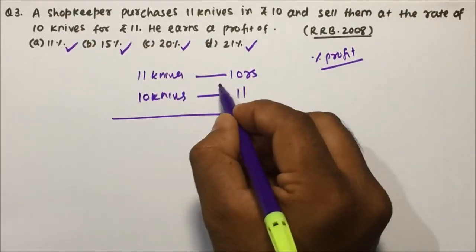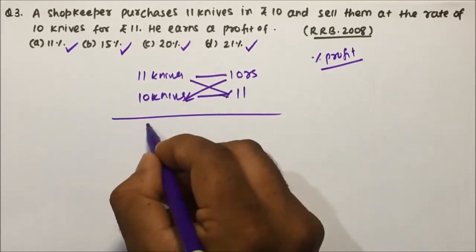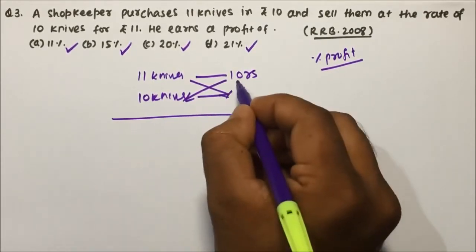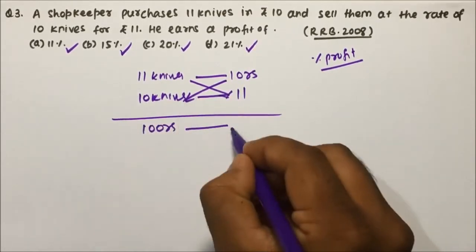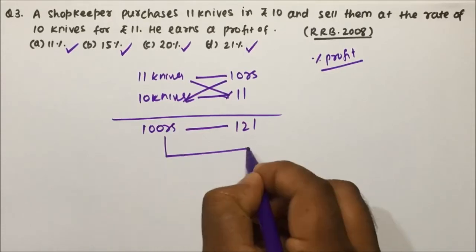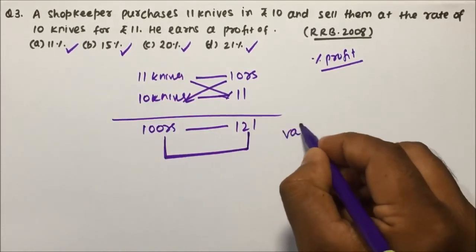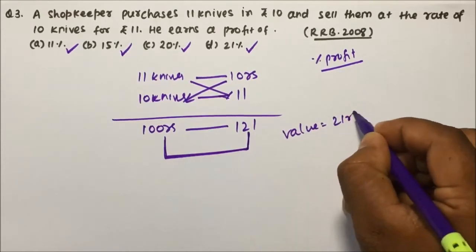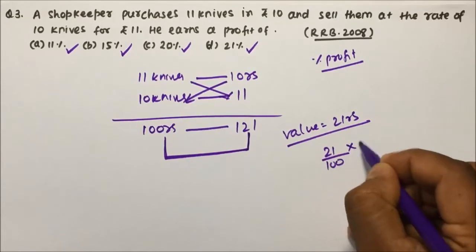So what you have to do is a cross multiplication, and write it on the left and right side respectively. So 10 into 10 will be 100 rupees and 11 into 11 will be 121. Now you see what the difference is here. In terms of value there will be a 21 rupees difference. If you calculate the percentage, then 21 divided by 100 into 100.